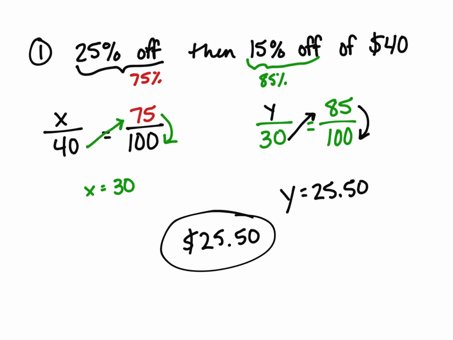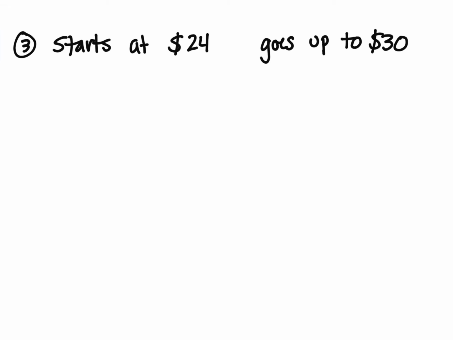Now on to problem 3. The merchandise from problem 3 starts at 24 and it goes up to 30. The problem is asking us to find the markup rate. So we started at 24, which means that is our whole value.